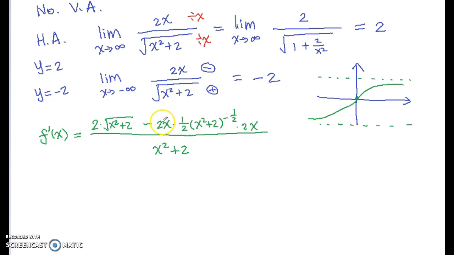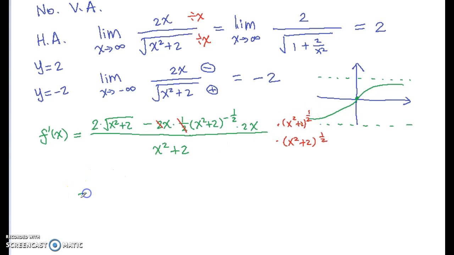So we will first cancel out the 2 and the 1/2. So this is just 2x squared right here. The lowest power here is (x squared plus 2) to the negative 1/2. So we multiply top and bottom by (x squared plus 2) to the 1/2 power to cancel this negative power out. So here, (x squared plus 2) to the 1/2 power is just the square root.